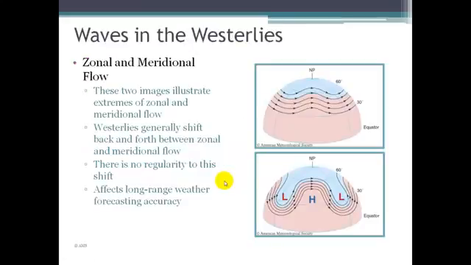If we look at waves in the westerlies, we have this upper air current that I talked about a moment ago. And when it's behaving itself, let's say, we have what's called zonal flow. So something like you see up here, where the winds are blowing kind of parallel to the lines of latitude. And then in a more extreme situation, when we have winter, for example, in the northern hemisphere, where we can have this cold air drop way down and then the warmer air wedge its way in between, we get what's called meridional flow.